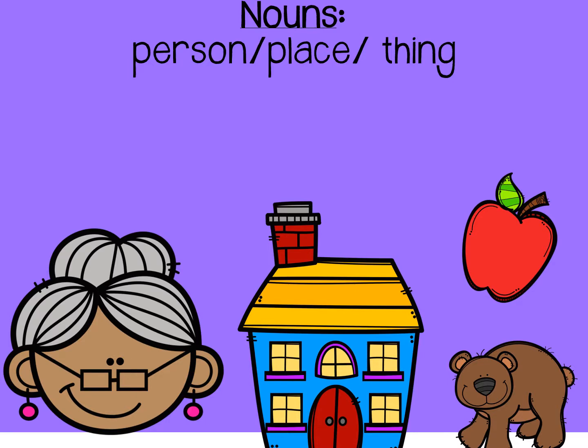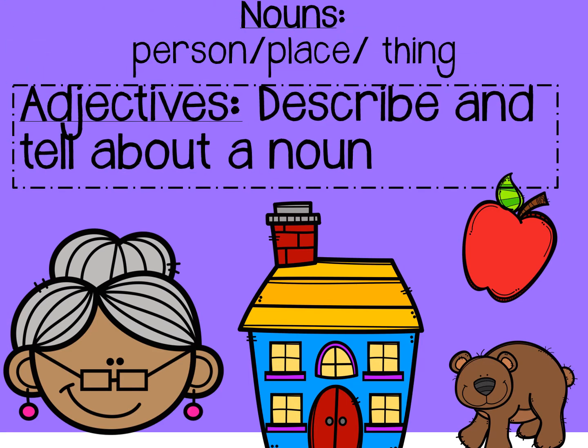First, let's review what a noun is. Do you remember? Yes, a noun is a person, place, or thing. Today we're going to learn about another special group of words called adjectives. Adjectives are very helpful. We want to give someone more information about a noun. Adjectives describe or tell about a noun.